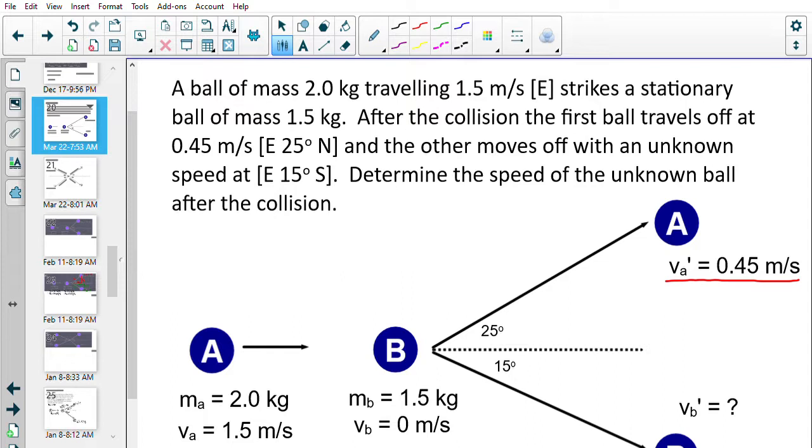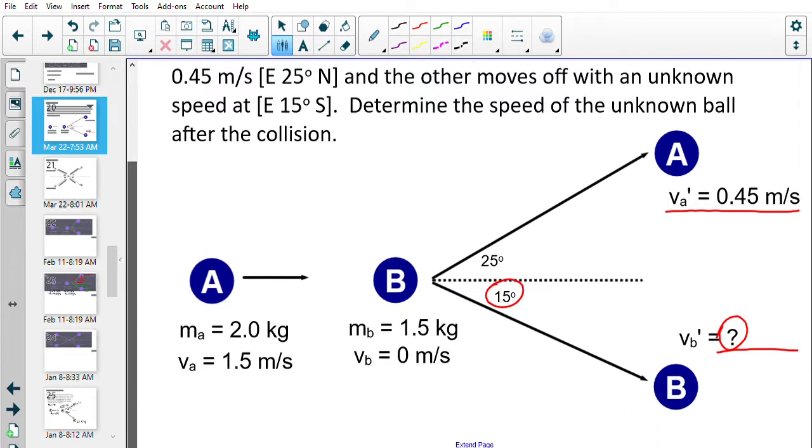Afterwards, for ball B, we know the direction it went. We know it's going at 15 degrees south of east, so east 15 south, but we do not know the speed that ball B has after the collision. And that's what we're trying to figure out. So we're going to set about trying to solve that by doing a conservation of momentum question.